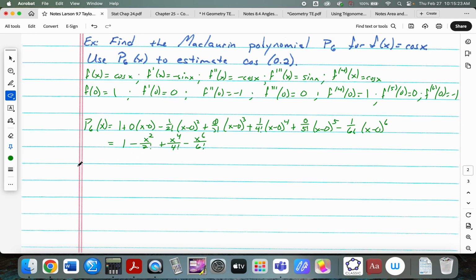So my estimate, p sub 6 of 0.2, is just 1 minus 0.2 squared over 2 factorial plus 0.2 to the 4th over 4 factorial minus 0.2 to the 6th over 6 factorial. And in the interest of time, I'm not going to calculate that or show how close it is.